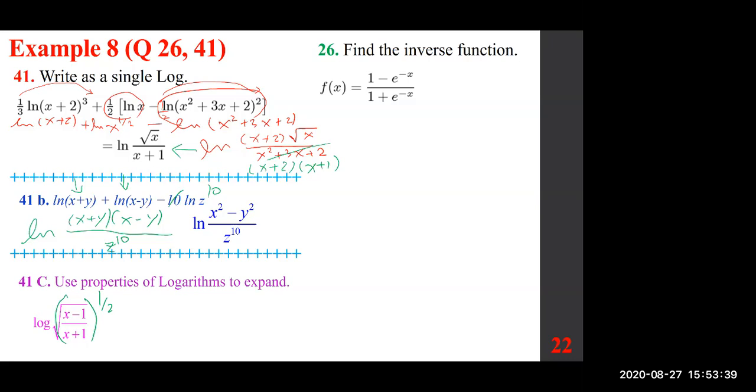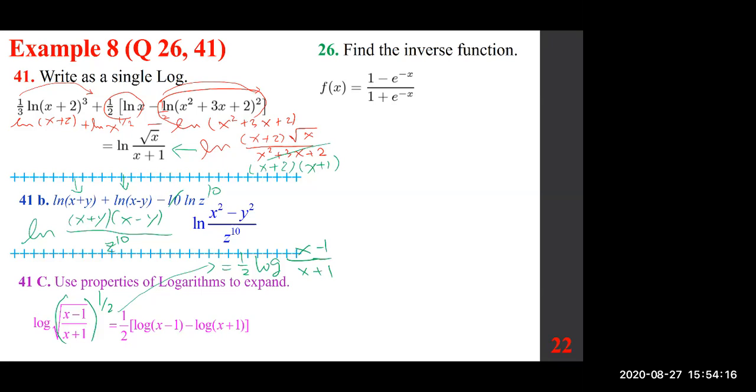In other words, this is equal to 1/2 log of (x minus 1) over (x plus 1). And finally, separate them completely. And this is the final answer. Okay, again, we're going over this pretty fast, but it's really not that big of a deal, I hope. So let's move on, class.